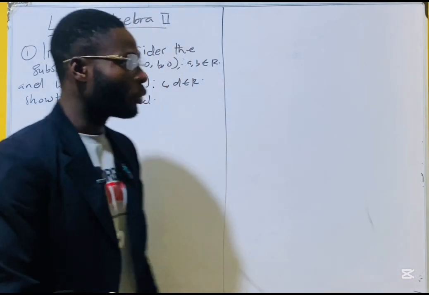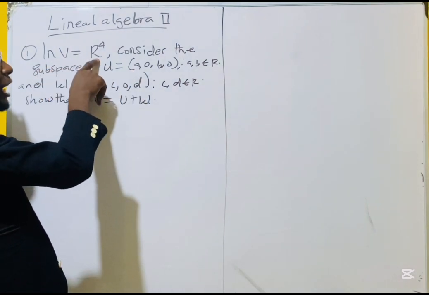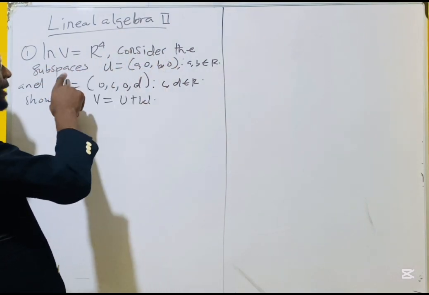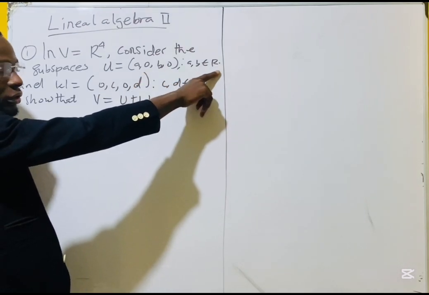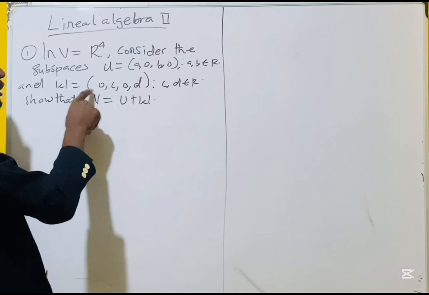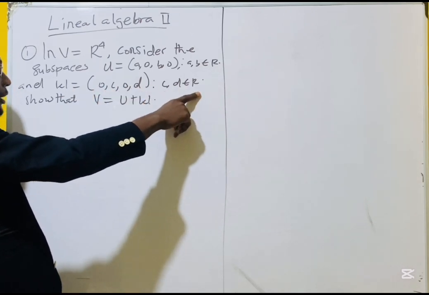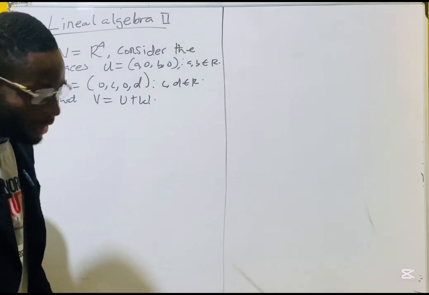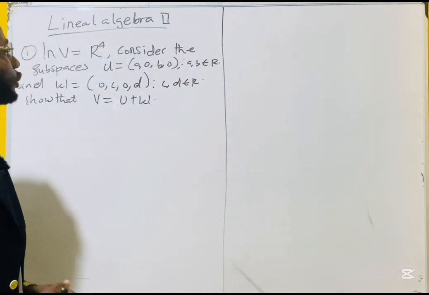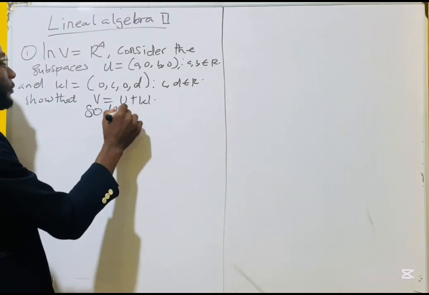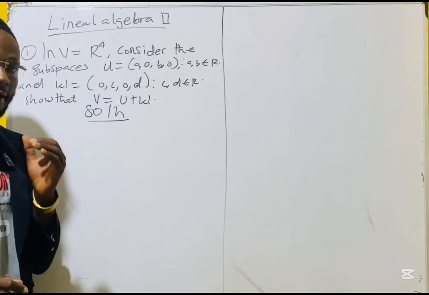All right, so our first problem is in V equals R4, we want to consider these subspaces U equals this, where a and b belong to the real number system, and W equals this subspace, where c and d belong to R. Now, we want to show that V is equal to U plus W.